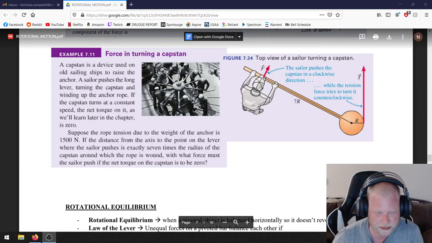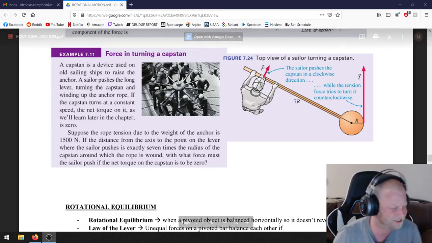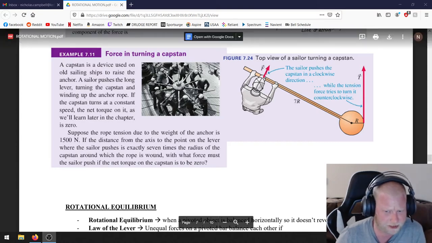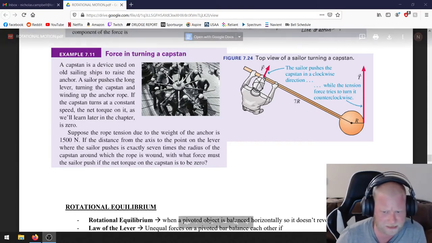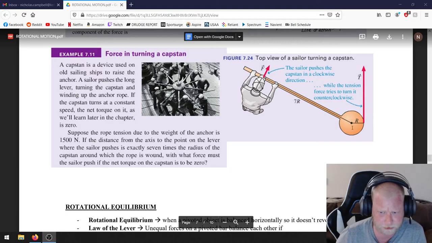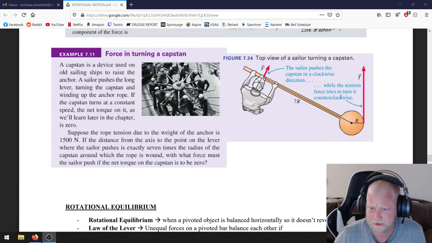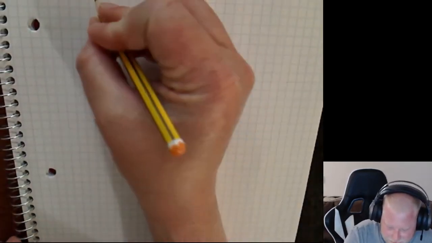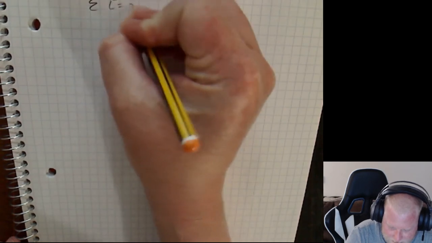Now notice, we don't have to worry about angles at all in this case. Generally speaking, most of the time you don't have to worry about an angle because they're going to be giving you a force that is perpendicular to the radial line to begin with. So we want to know how much force he needs to apply in order to rotate this at a constant velocity. In this case, we're told that the net torque is 0.